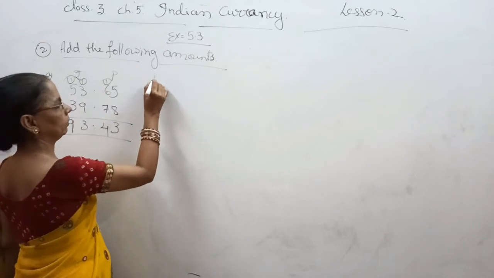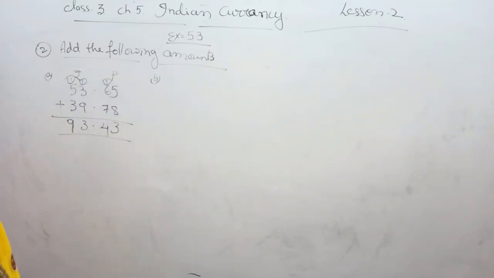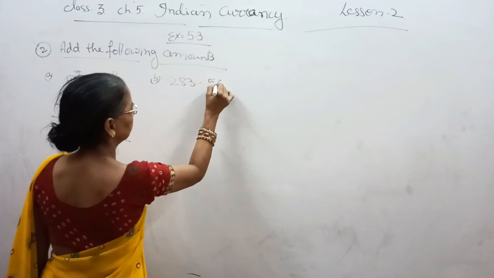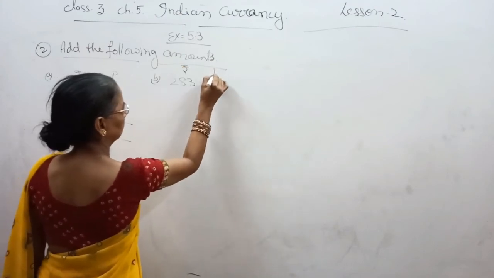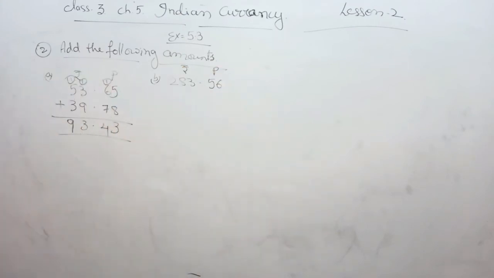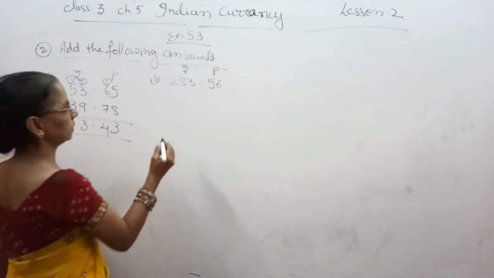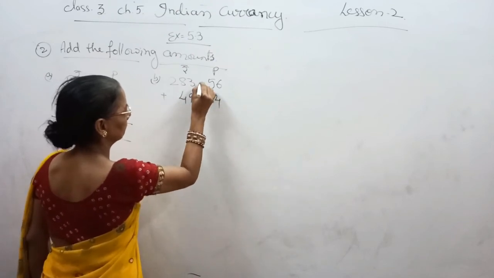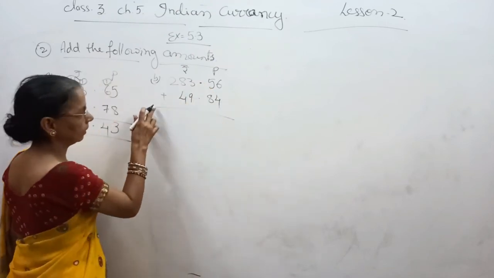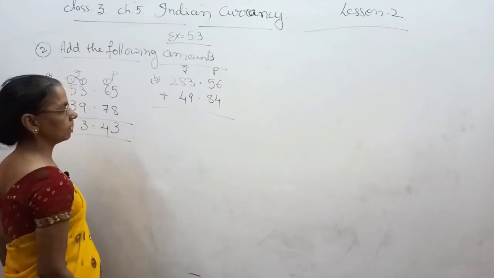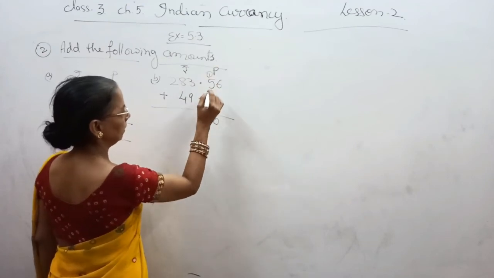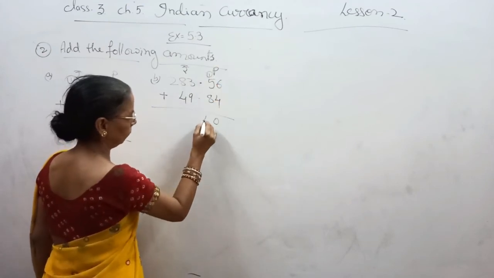Then go to second one, that is 283 rupees 56 paise. Then second one, 49 rupees 84 paise. Now we have to add it. As shown by the plus symbol, we have to add it. That is 6 plus 4, it is 10. 1 carry. 5 plus 1, 6. 6 plus 8, it is 14.